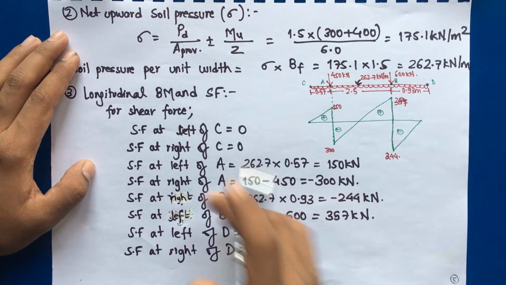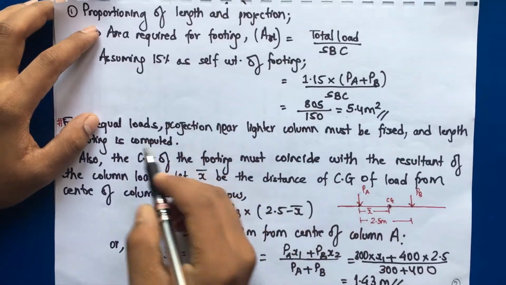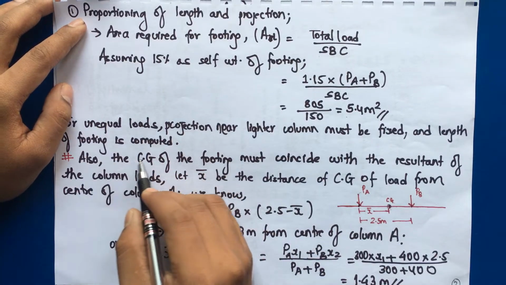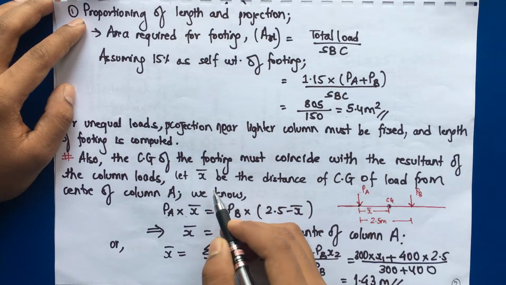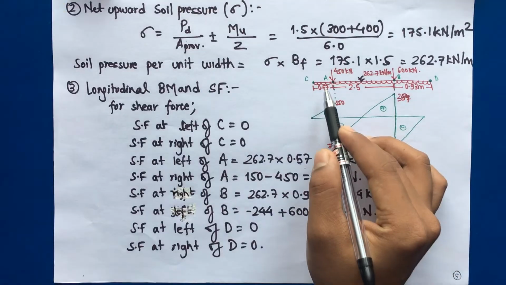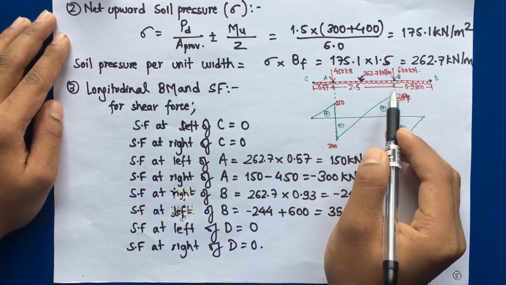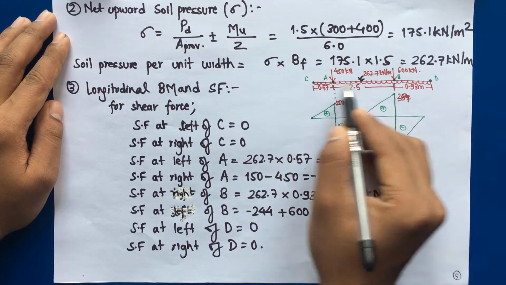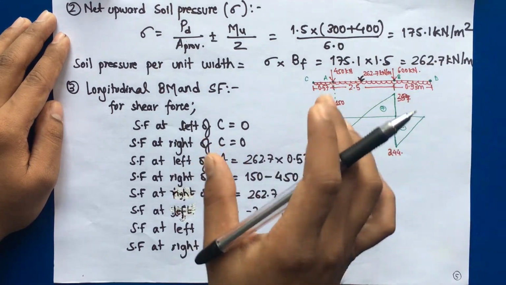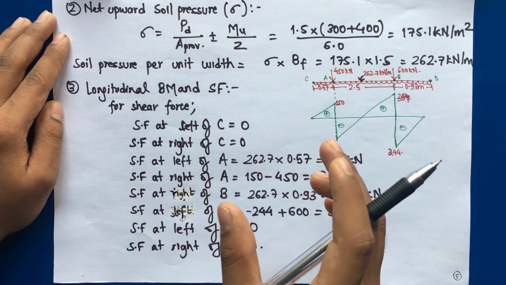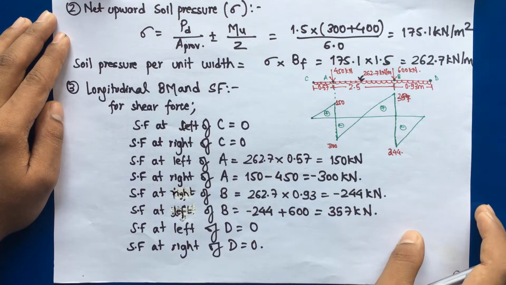Now here you can see we have to find the net upward swell pressure. We consider this point, that is also the center of gravity of the footing, which must coincide with the resultant of the column load to ensure that the pressure distribution under the base of the footing is uniform. So to make sure this is a uniformly distributed load, we have to consider the center of gravity of the footing coincides with the center of gravity of the load.